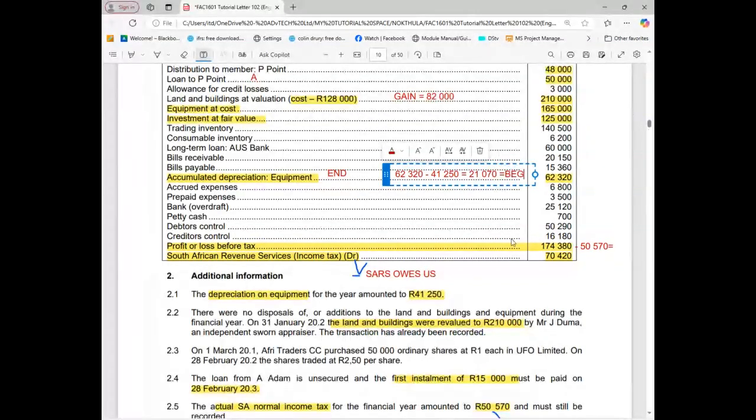So every time they don't give you the 1 March date, and they give you accumulated depreciation, always check the information. If they calculated depreciation, you have to minus it. Unless they said it was not recorded, then you don't have to minus it. They should have given you the 1st of March. I don't know if it makes sense. If they say it was not recorded, obviously they should have written 1st of March here.